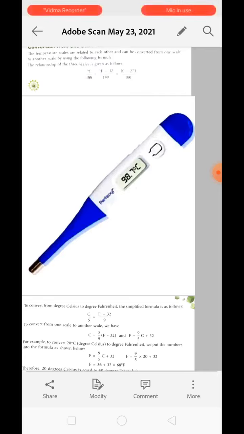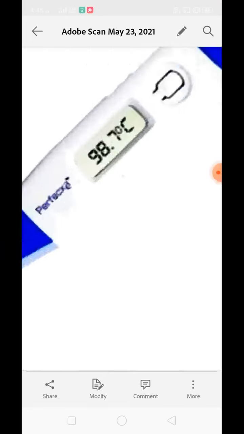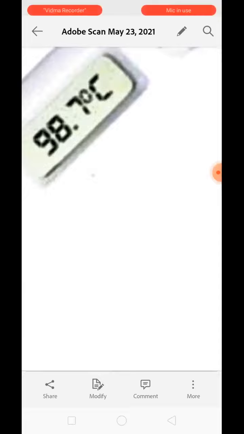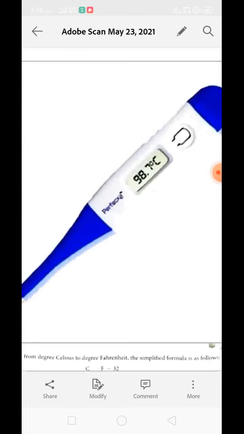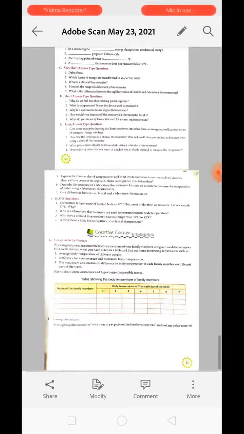So the answer should be: the digital thermometer is convenient to use because it does not use mercury to test the temperature and the reading is given in written or digital form. Understood? That is why it is very easy to use. Now next question.